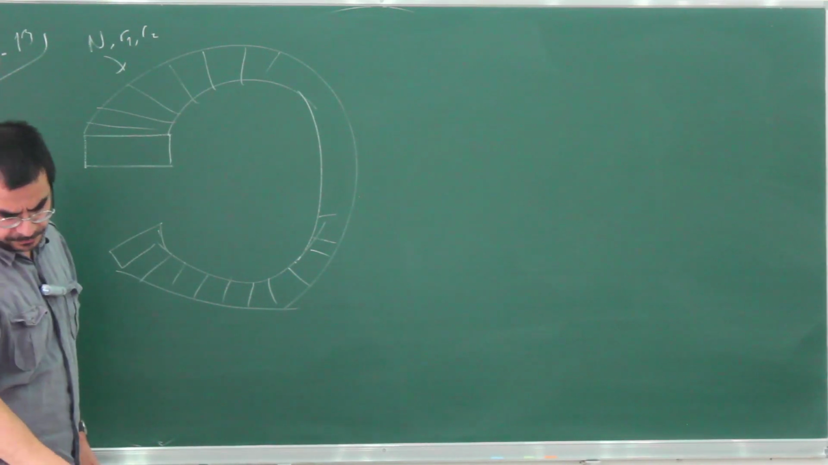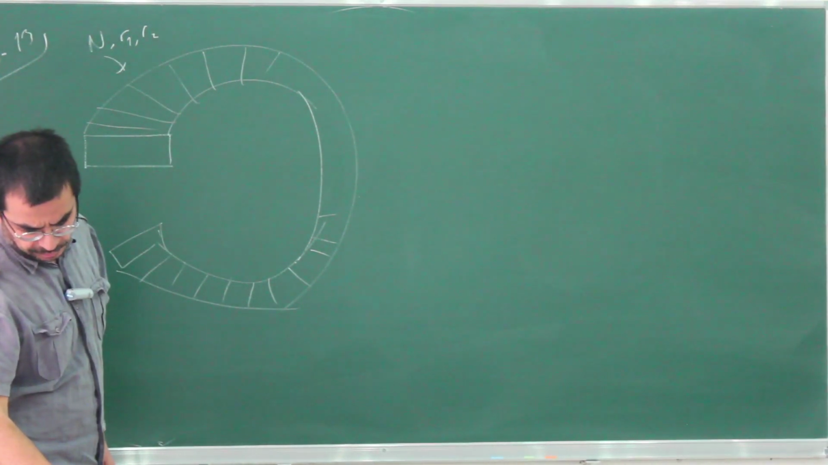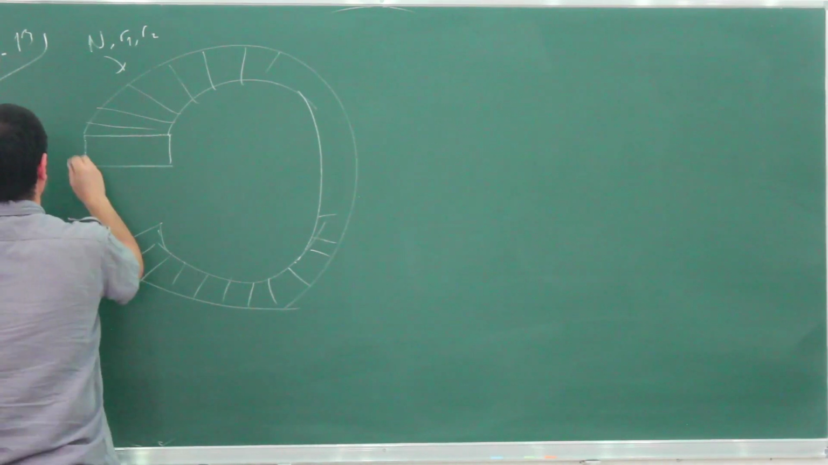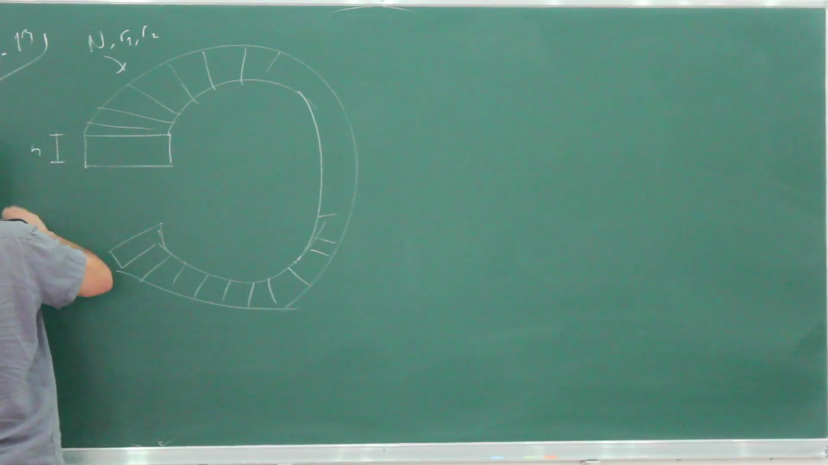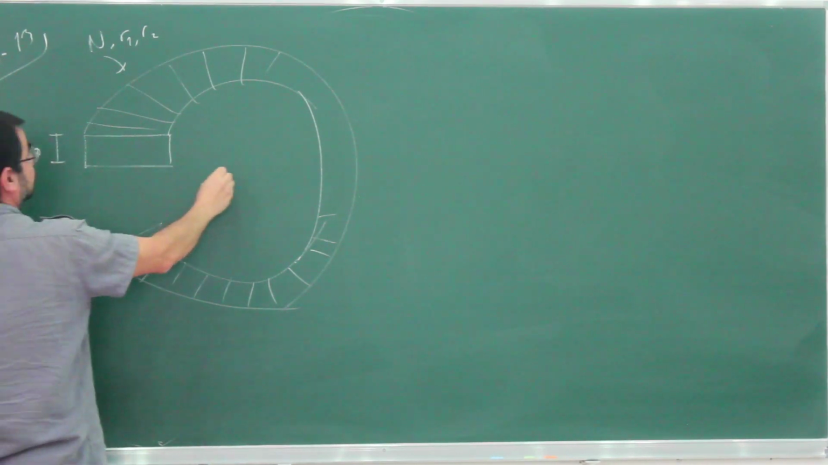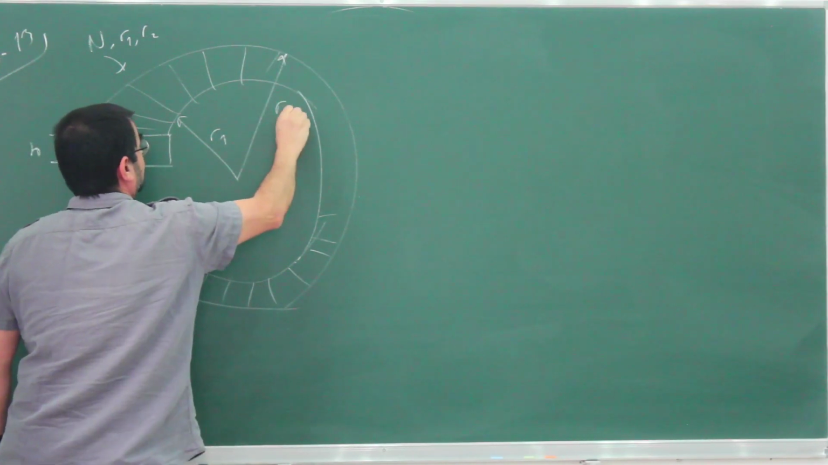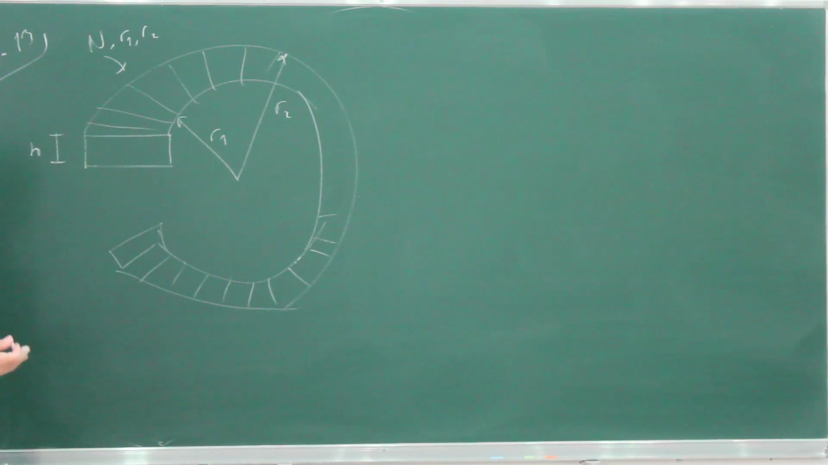So the expression that we are going to have involves the inner radius, the outer radius, the height, and the number of turns. So this is the height of each rectangle that forms this toroid, and there's an inner radius, R1, and there's an outer radius, R2. We are to find the self-inductance of this toroid. Okay? Now, how are we going to do this?